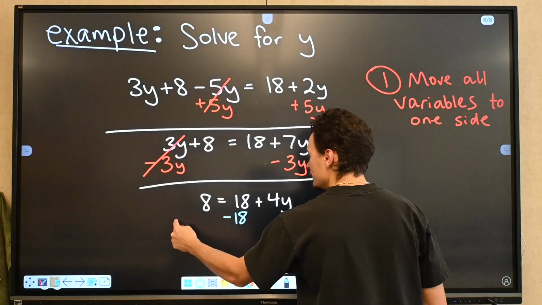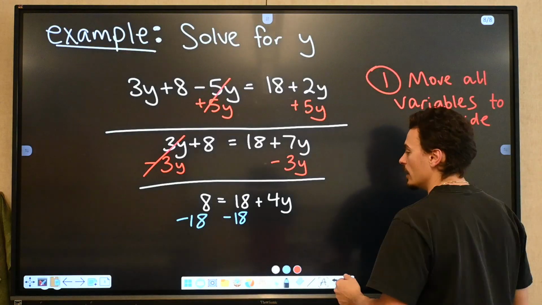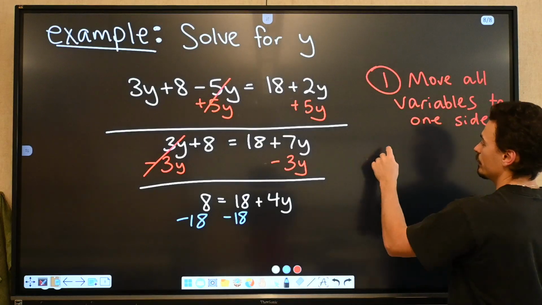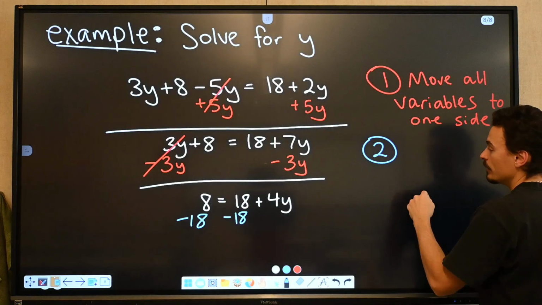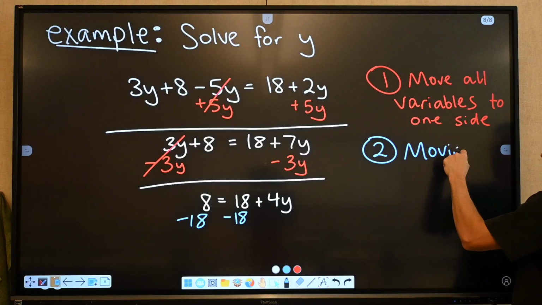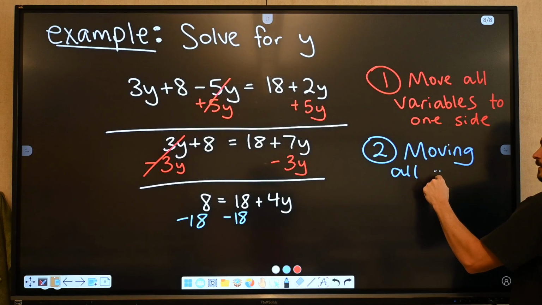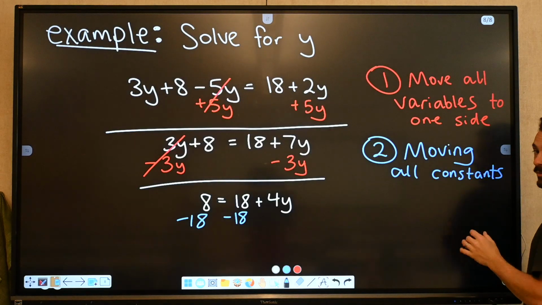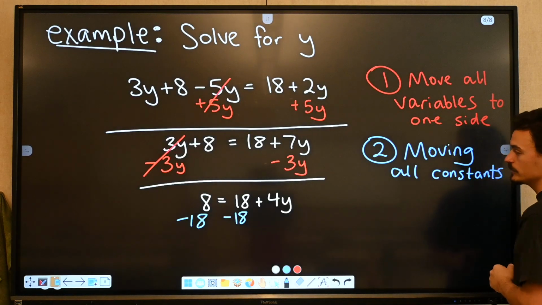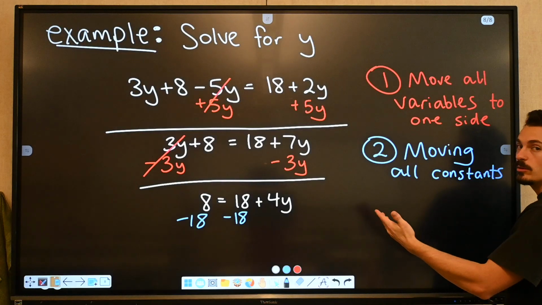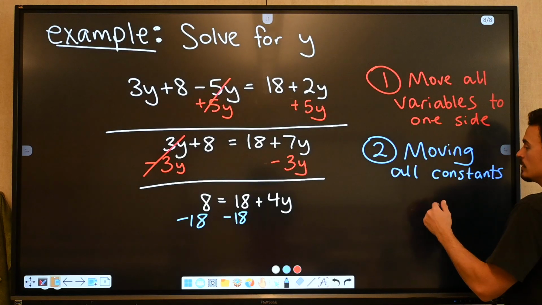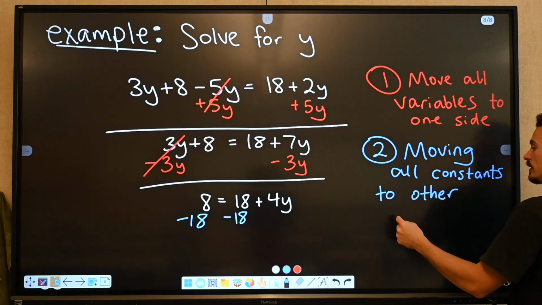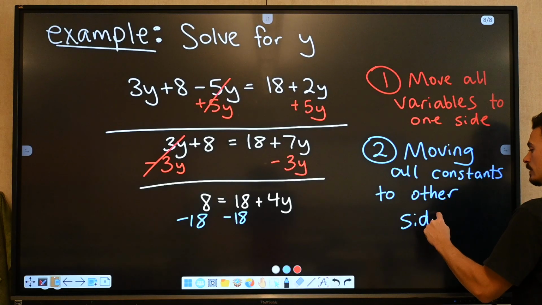Subtract by 18. Okay, why did I just change the color? Why did I just change the color to blue? Because now I'm moving all my constants. Constants are numbers with no letter attached to them. So constants are a term that have no letter attached to them. So right now I'm moving all the constants to the other side.